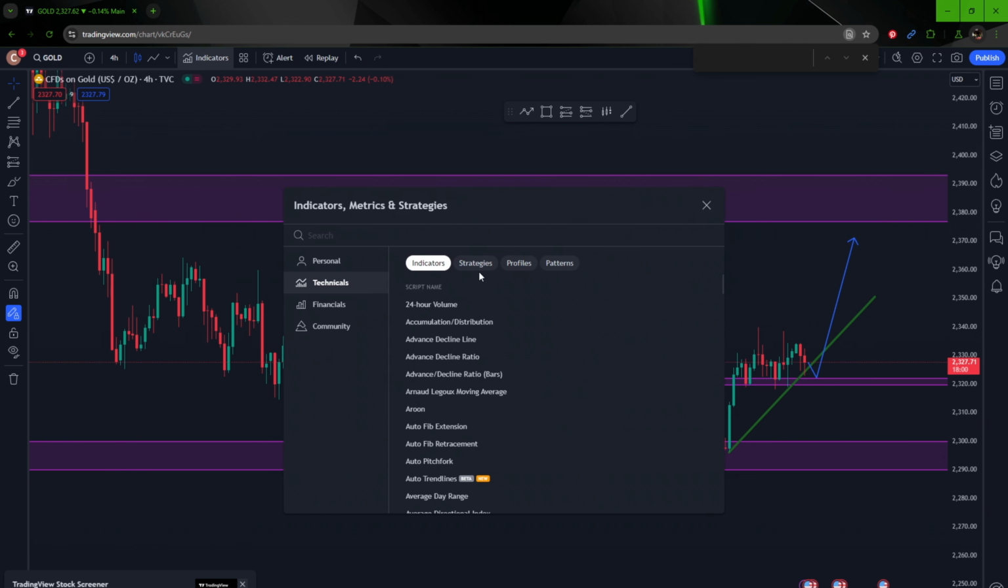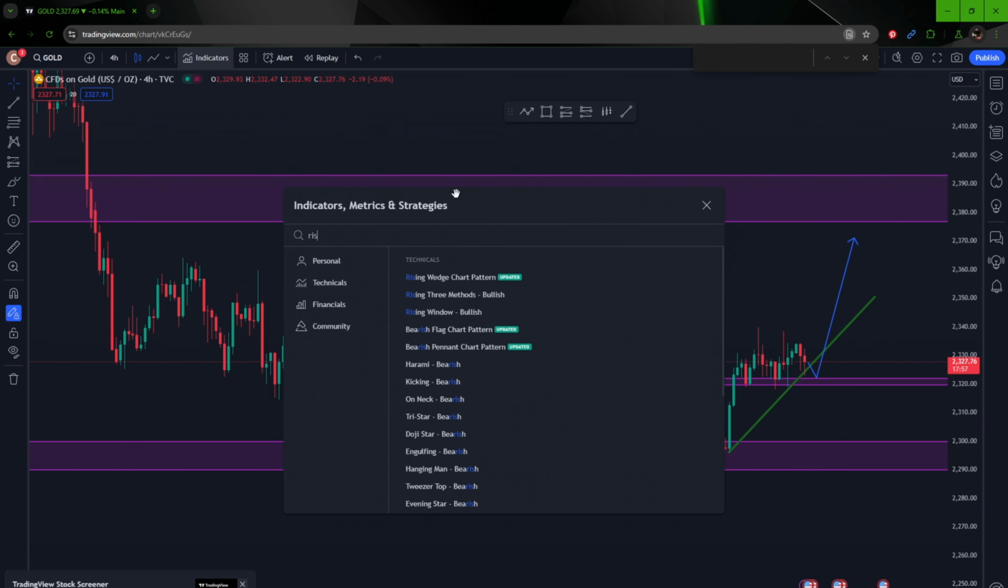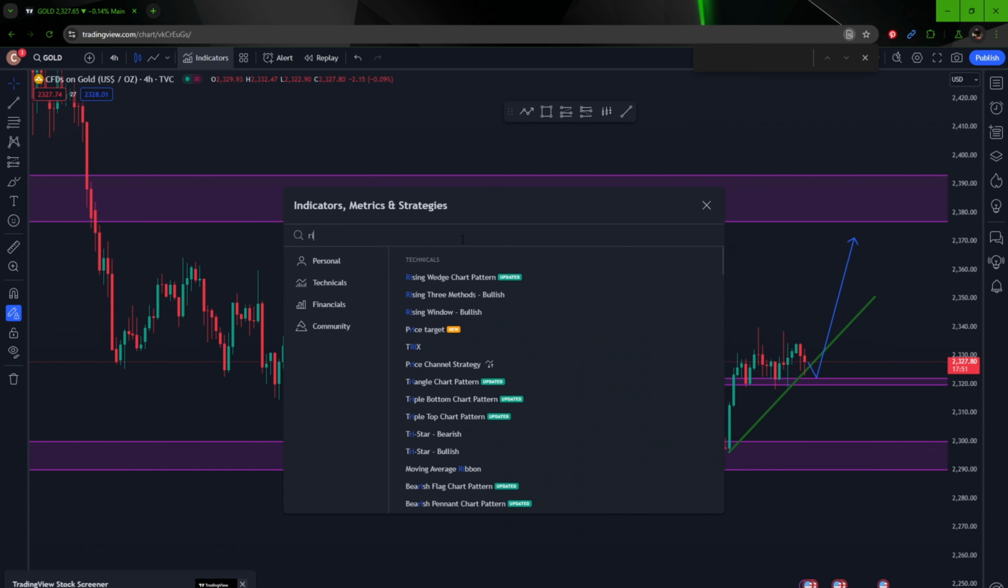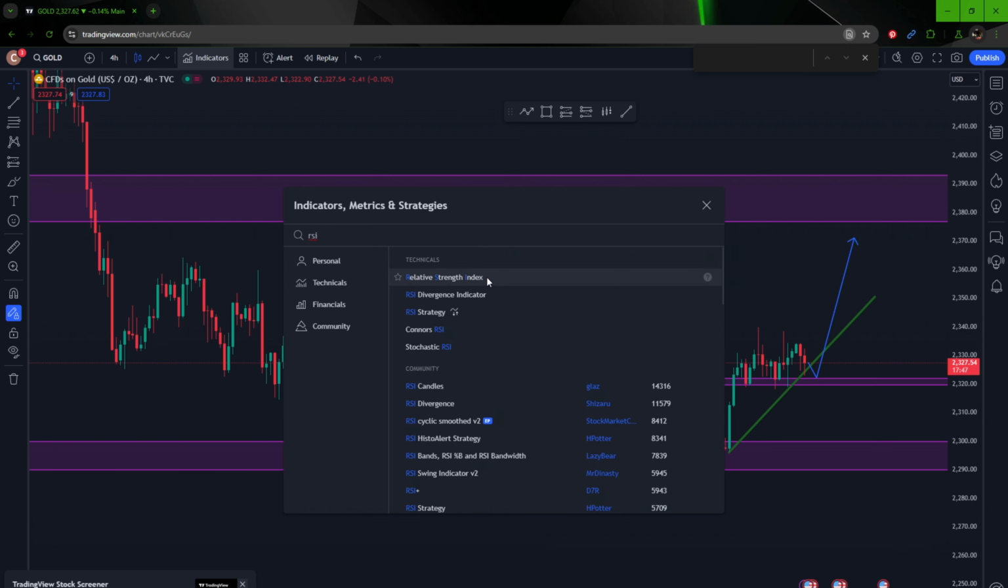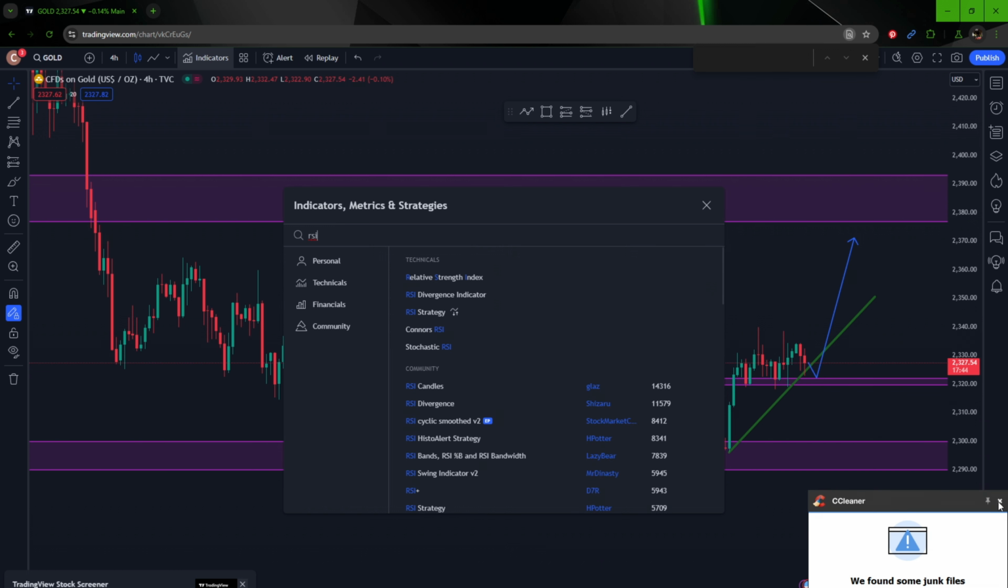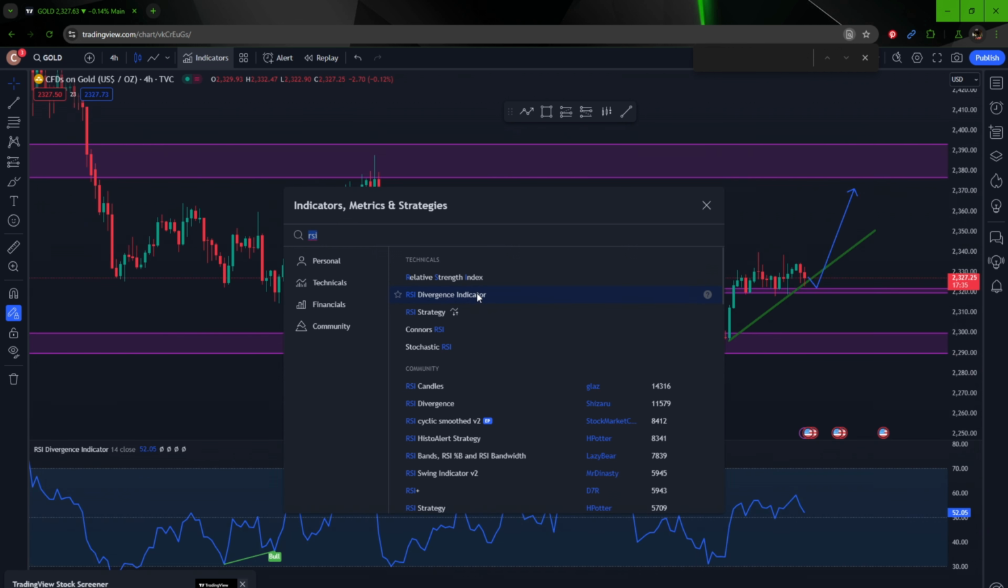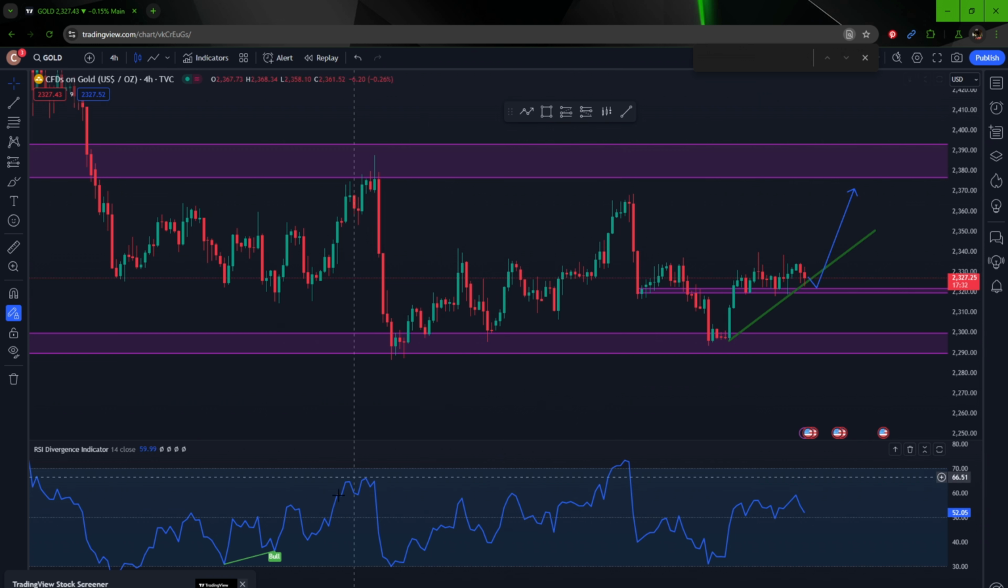But if you're using this one, you can just go into indicators and you type in RSI, which is your relative strength index. Now, oddly enough, you can either just use your relative strength index and add your own divergences in, but this one's actually got a divergence indicator that comes with it. So if you put that in, look, it provides you with the divergence.